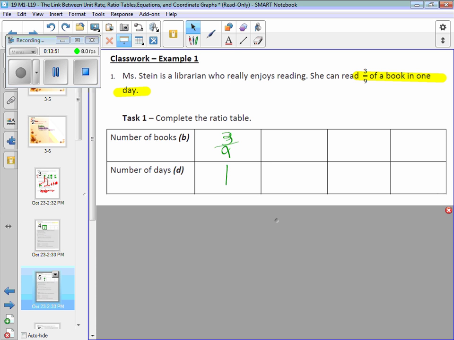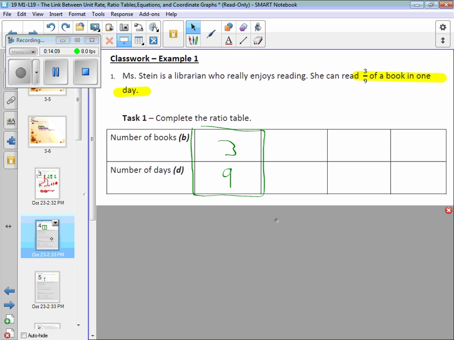Because this is very simply saying, in one day, how much of a book can this librarian read? In one day, she can read 3/9. She can't complete one book. She can only complete 3/9 in one day. That same librarian, in 9 days, it would take her 9 days to read 3 books. They are equivalent ratios.